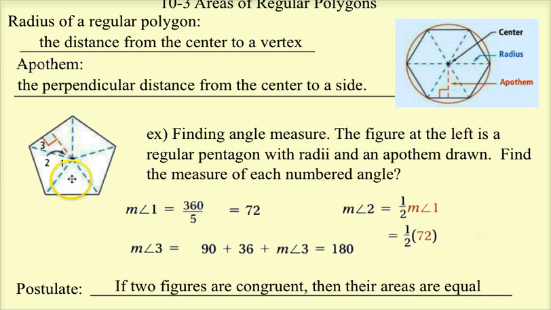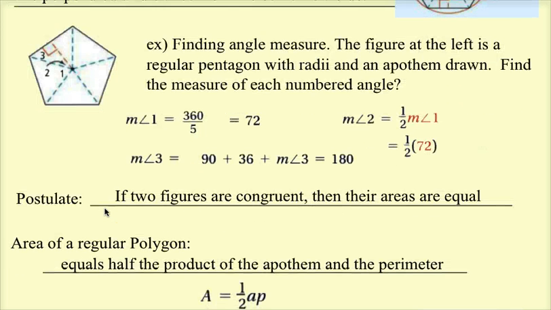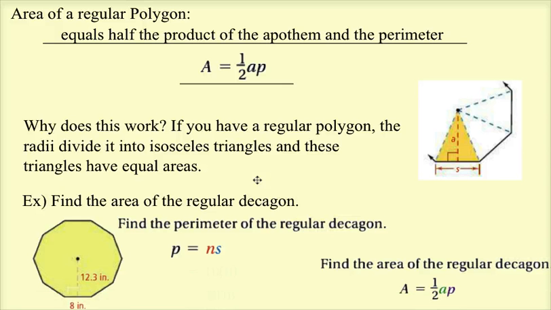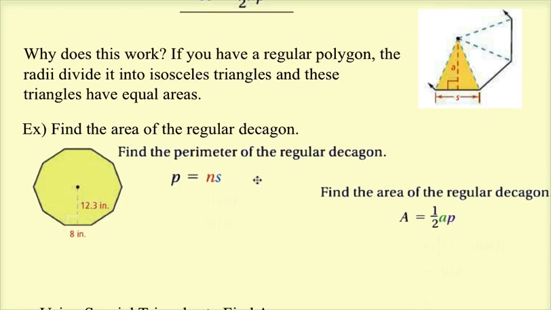But a little bit shorter, if I just take the perimeter of this figure and times it by 1/2 the apothem, which is the height of the isosceles triangle, then that's a little bit quicker. So it works because I have regular polygons and the radii dividing them into isosceles triangles, and those triangles have equal areas. So let's find the area of this regular decagon.